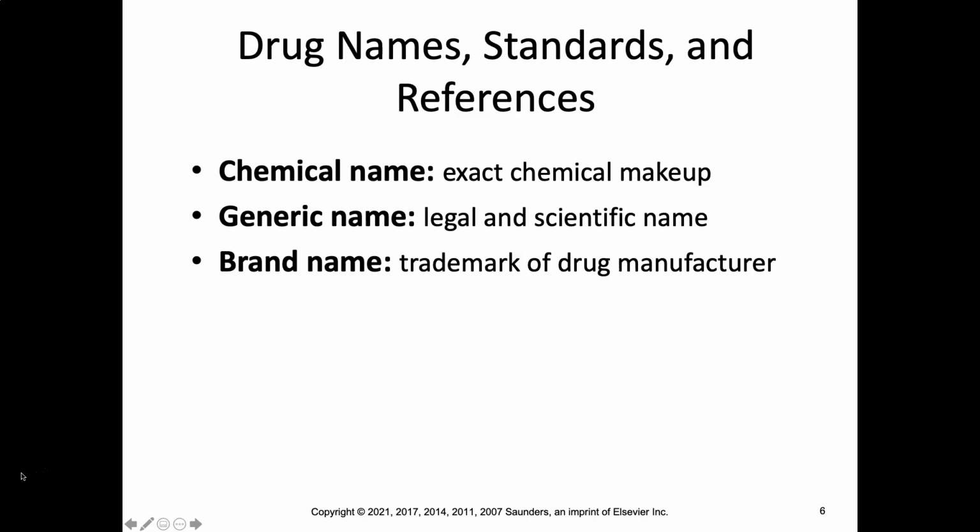So an example might be ibuprofen. Ibuprofen is a generic name, and there are brand names for ibuprofen like Motrin, Advil, those types of things. So that's just an example. And it talks about chemical, generic, and brand names at the top of page 825.